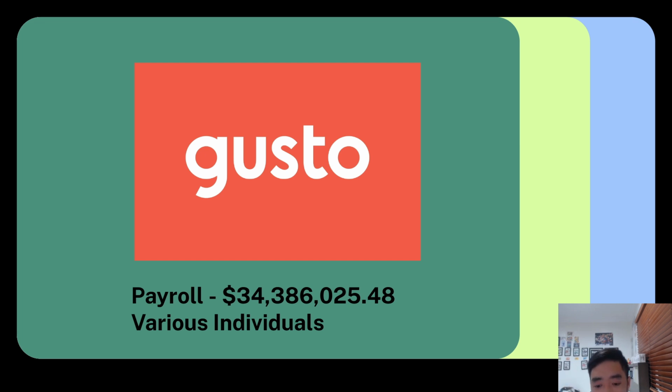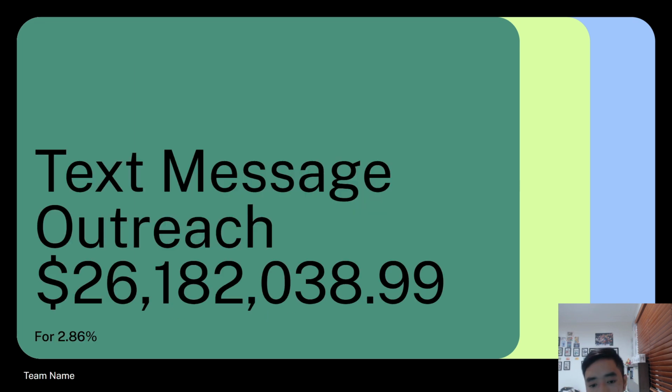And payroll, Gusto is a payroll HR service which pays out $34,386,025 to various individuals. It's like ADP or Paychecks, if you work a job. It's the same thing, where they have all the staff and send all the checks to those staff.